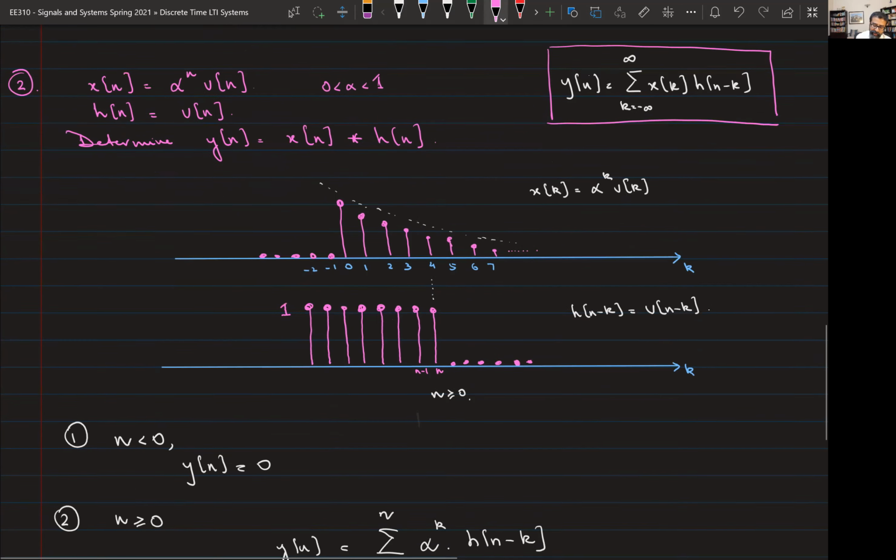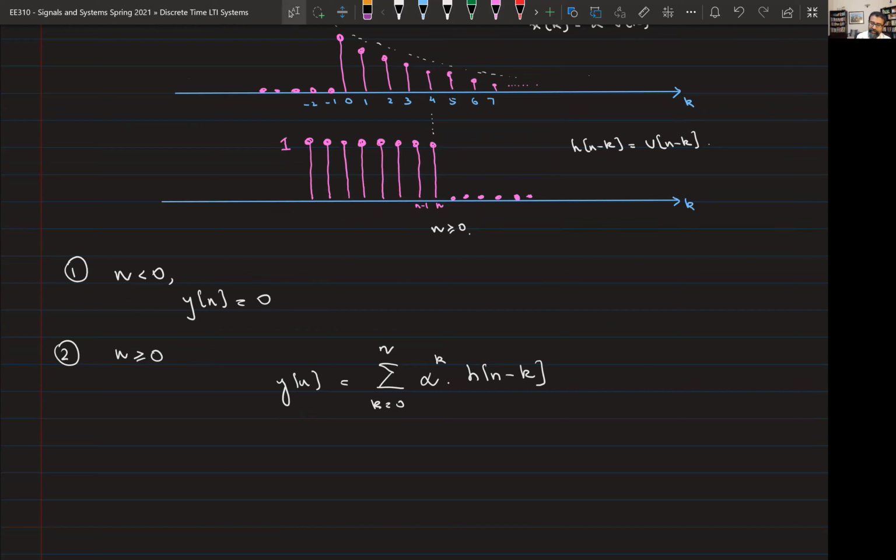For all values of k between 0 and n, h of n minus k is this thing here. And the height for all of the values within this interval is 1, because it was a unit step. So this is just 1. Multiplying alpha raised to k with 1 doesn't matter. And this is essentially what you have to find. What is this equal to? Sir, it would be e raised to the power of... I'm not sure. Right, that's fine.